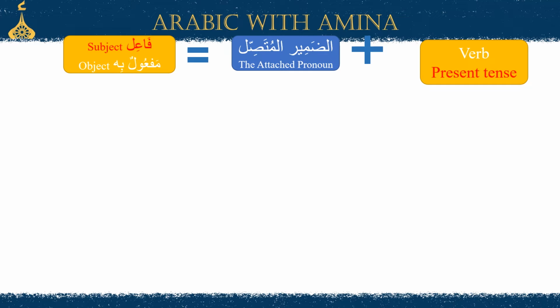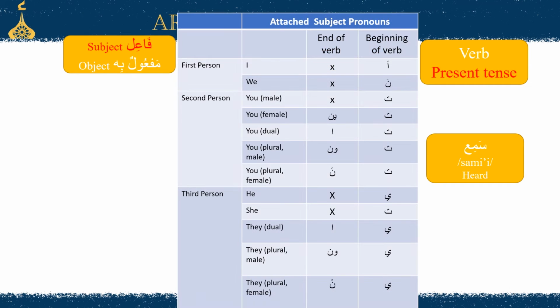Now we're still talking about the subject, but now the verb we're using is in the present tense instead of the past tense, with our same verb, sami'a. However, the pronouns are different when they are in the present tense. So this is our table for the subject pronouns in the present tense. These pronouns are a little different because you add something to the beginning of the verb and then you add something to the end of the verb. And sometimes it's one of the either.